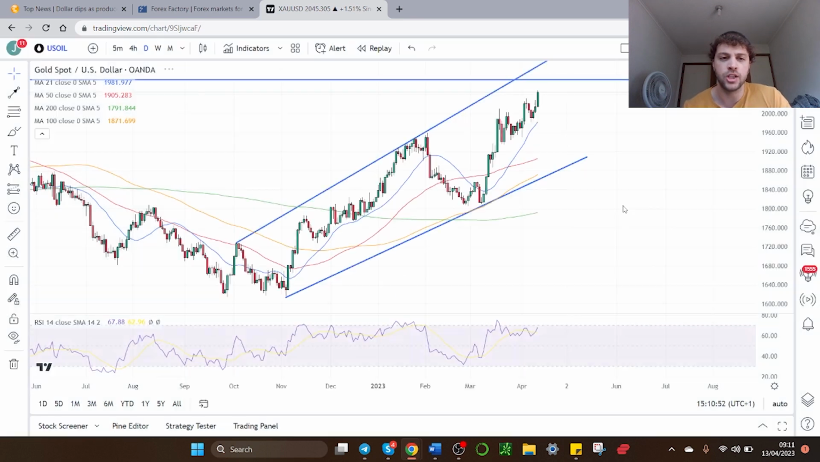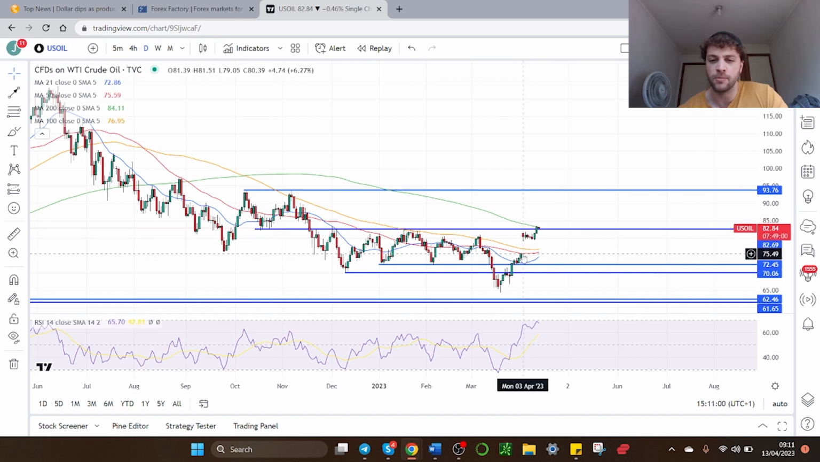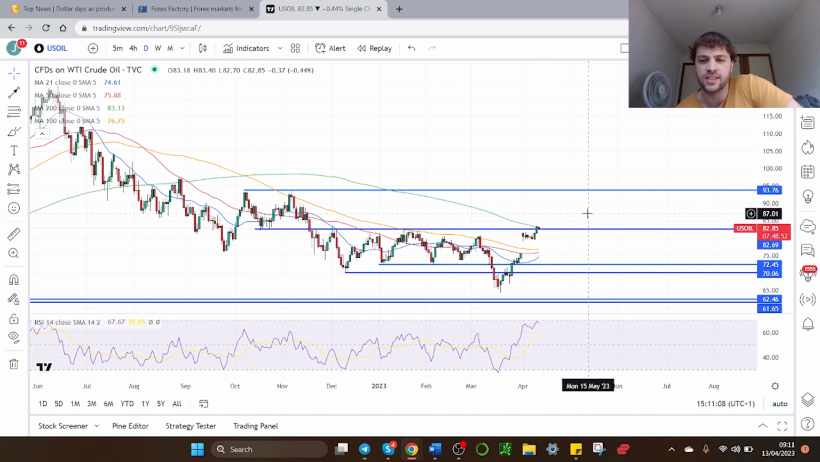Oil as well is enjoying the weaker dollar. It did in the last couple of days push above this recent range that it had been in. Remember that jump was triggered by the surprise OPEC output cut. But this 82 to 83 resistance zone is big: the 200-day moving average, support turned resistance going all the way back to last October.